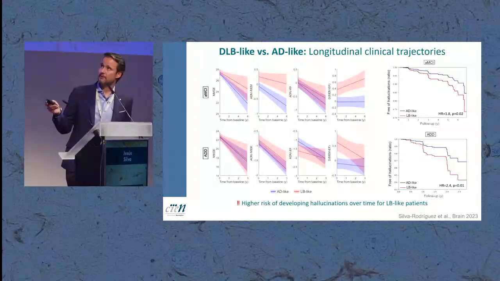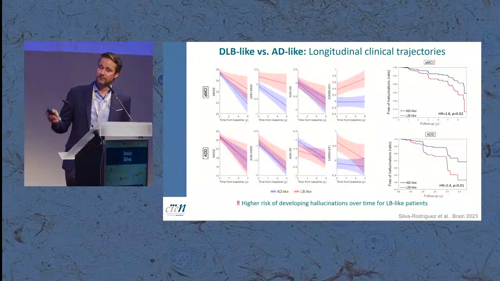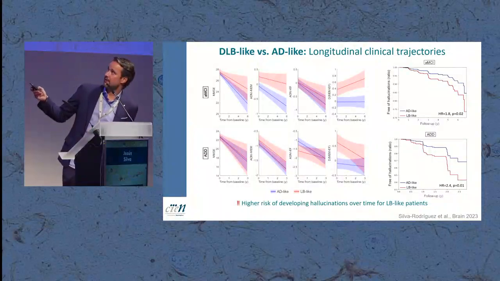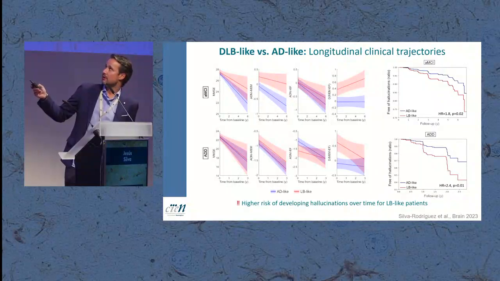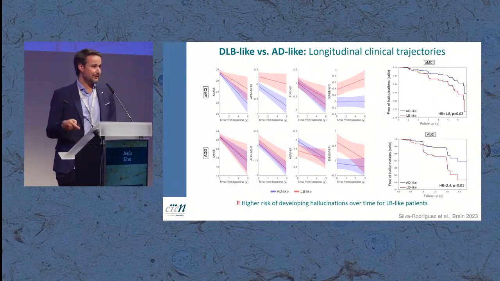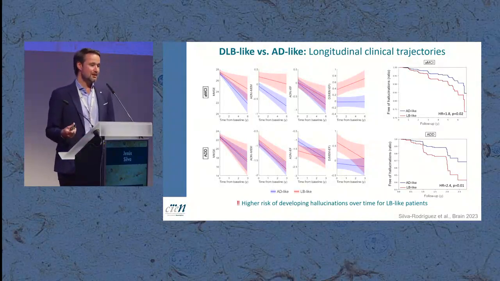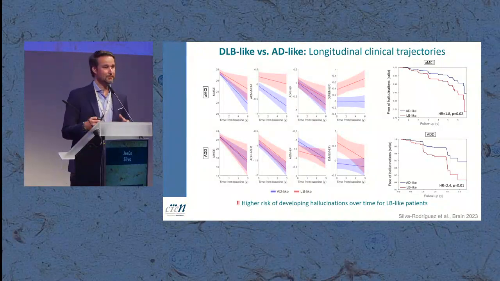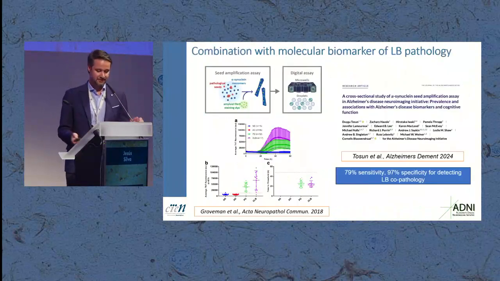So we observed very similar progression, a global progression, but a slightly worse memory progression in the AD-like group. However, very interestingly, we observed that patients showing a Lewy body-like hypometabolism pattern were at significantly higher risk of developing hallucinations over follow-up. So in some sense, FDG is predicting, to some extent, the development of a more DLB-like phenotype in these patients.